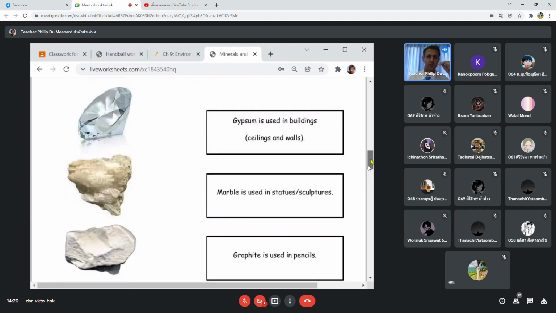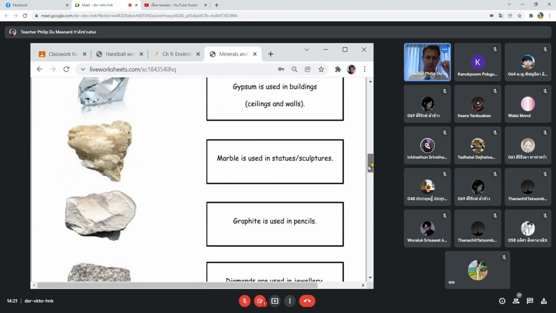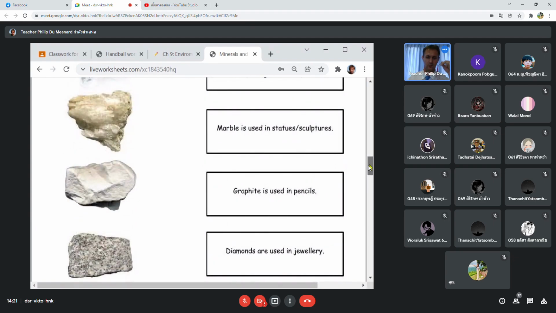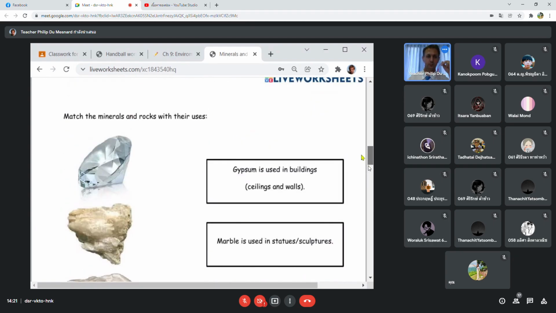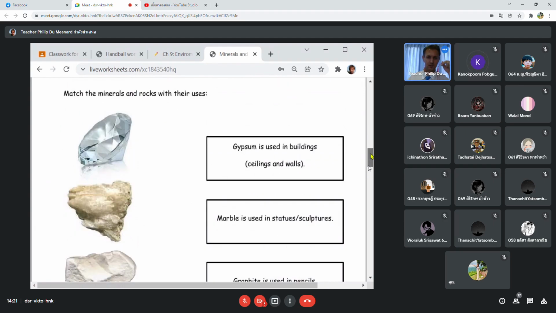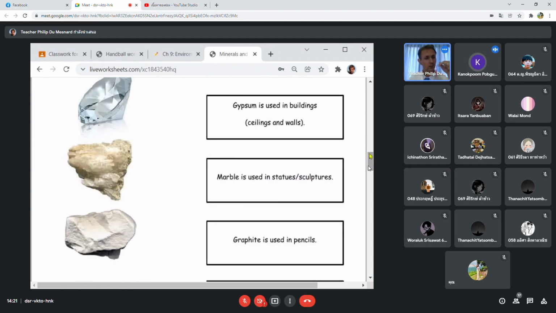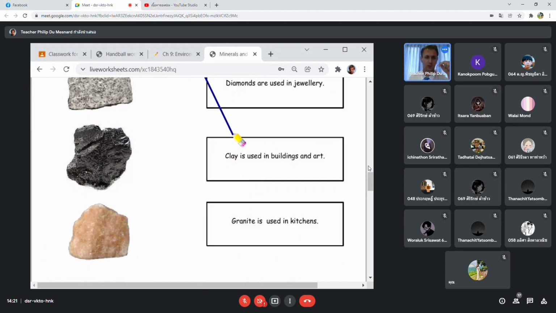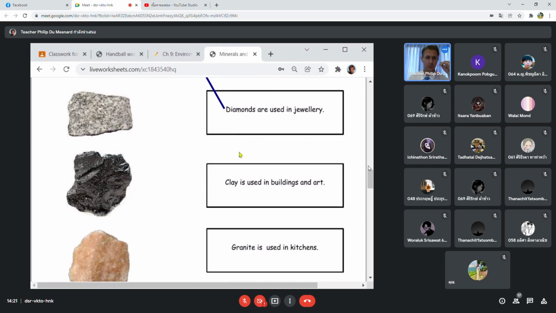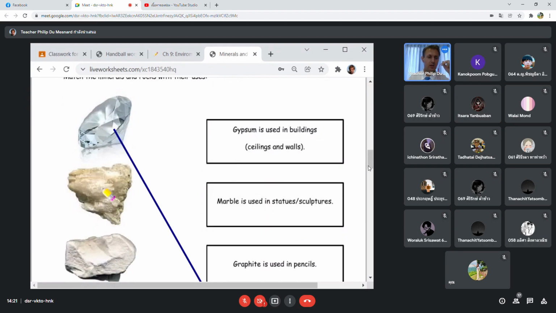Okay, and then these are the uses. So let's start with the diamond. Class, what do you do with the diamond? Do you know? Jewelry, that's it. Okay, so diamond, jewelry. Then this one is gypsum. No, sorry, this one is clay. No, this one is gypsum.